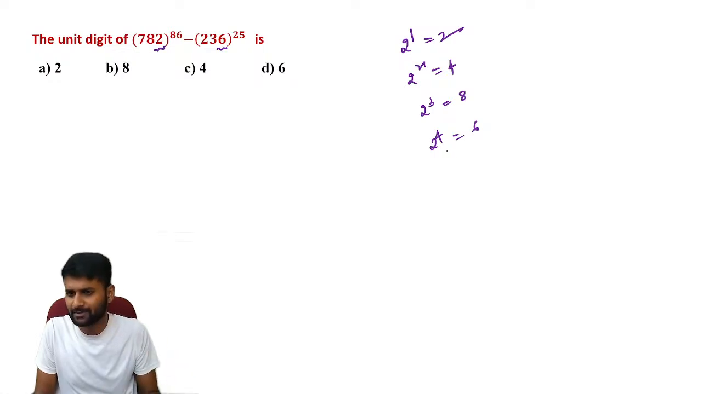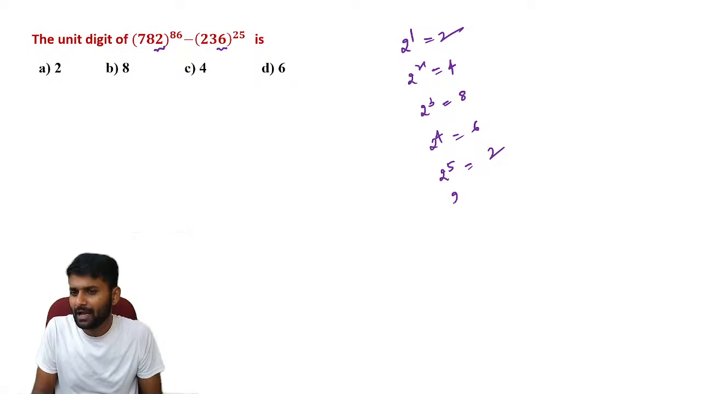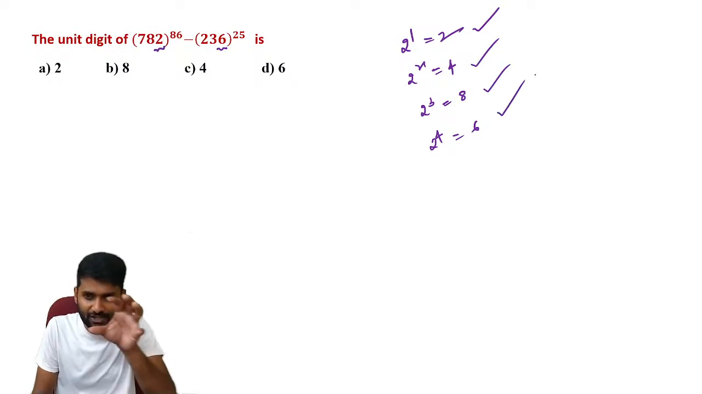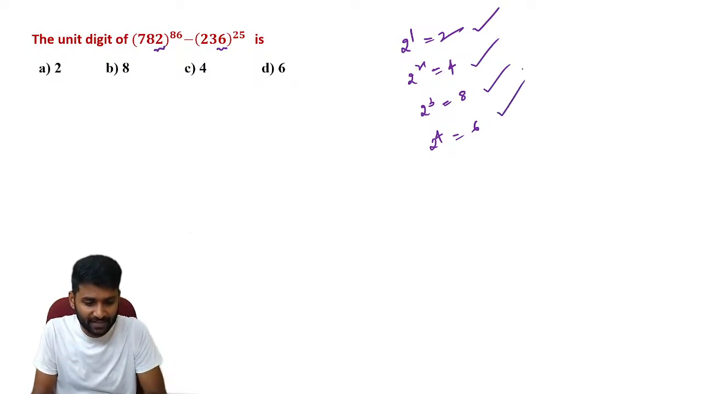But we need only units place, right? What about 2 power 5? So 2 power 5 is 32, and 2 power 6 is equal to 64. If you observe, in any 2 power cycle, four values are repeated. Those four values are 2, 4, 8, 6. These four values are repeated every time.